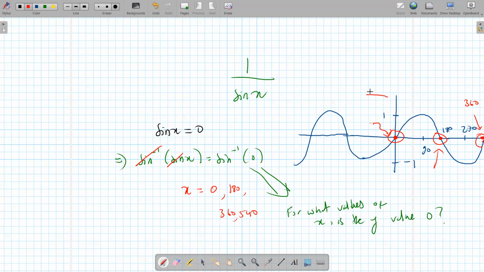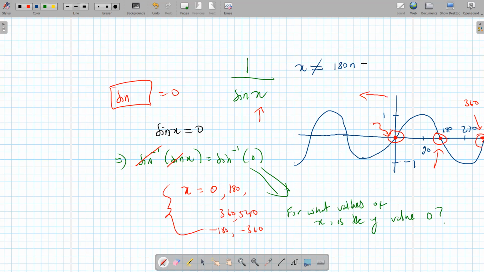You can go in this quadrant too. It's going to be negative 180, negative 360. You see all these values? If x were to be any of these, you would get sine of whatever the x value is, but that whole thing, sine of x, would be 0, and you'd get a 0 in the denominator. So therefore, the restriction for this function is x can't be a multiple of 180.